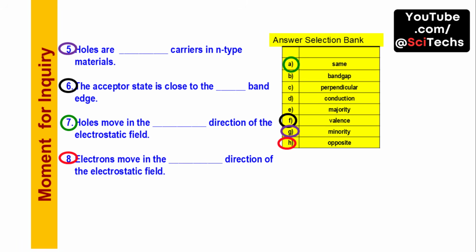Here are the answers to our second inquiry. Holes are the carriers in N-type materials. The acceptor state is close to the valence band edge. Holes move in the direction of the electrostatic field, while electrons move in the opposite direction.